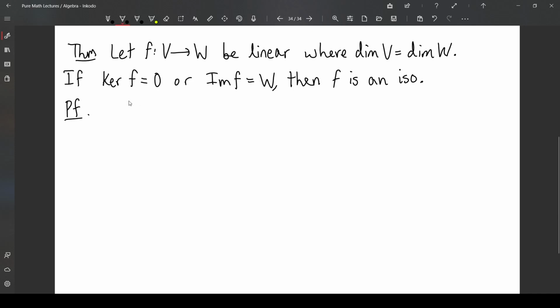I didn't prove this in the video about modules, but the kernel of F being 0 is the same thing as F being injective. And this is true for group homomorphisms, and I'm pretty sure ring homomorphisms as well, if I'm not mistaken. So essentially this is saying that if F is injective or if F is surjective, the image being W is clearly just saying that F is surjective, then F is an isomorphism. But remember, for a linear map to be an isomorphism, it just has to be bijective. So this is saying that if F is injective, then it's surjective as well, and vice versa, which is a pretty interesting result.